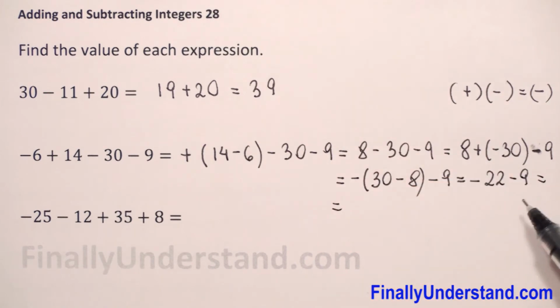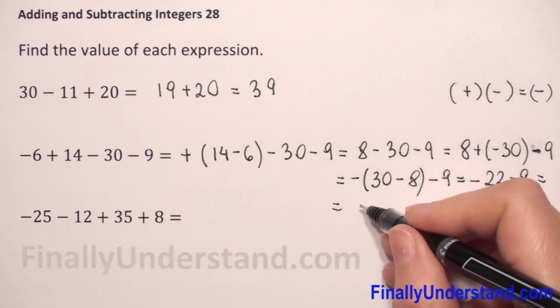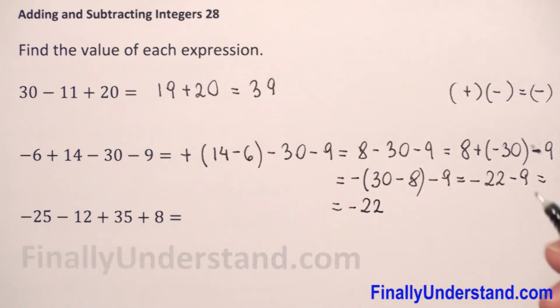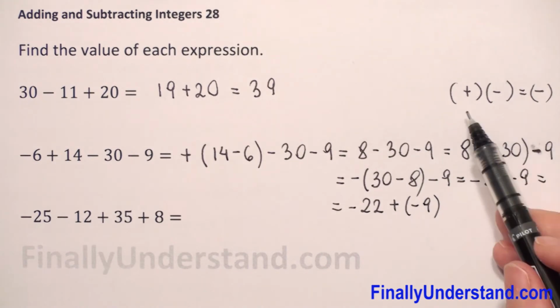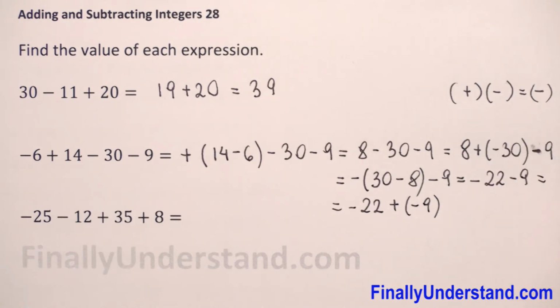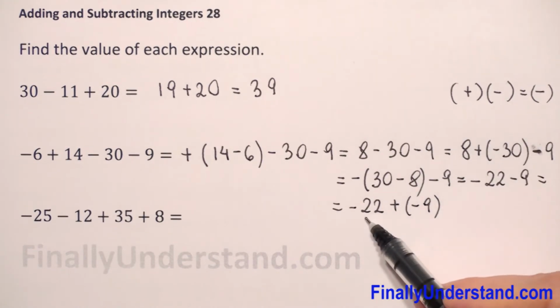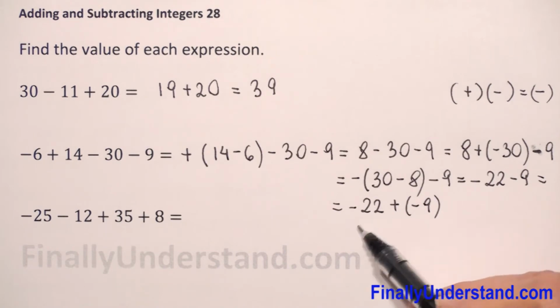Again, we have subtraction of integers. So again, it's good to rewrite this as addition. So negative 22 we copy. We have plus negative 9. Again, I didn't change anything because positive and negative sign give me negative. So it's still the same, but now it's easier to do this operation.